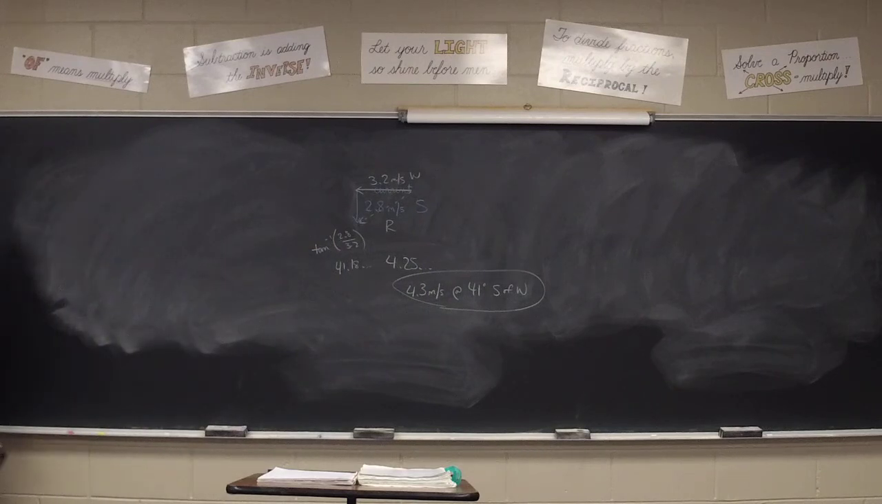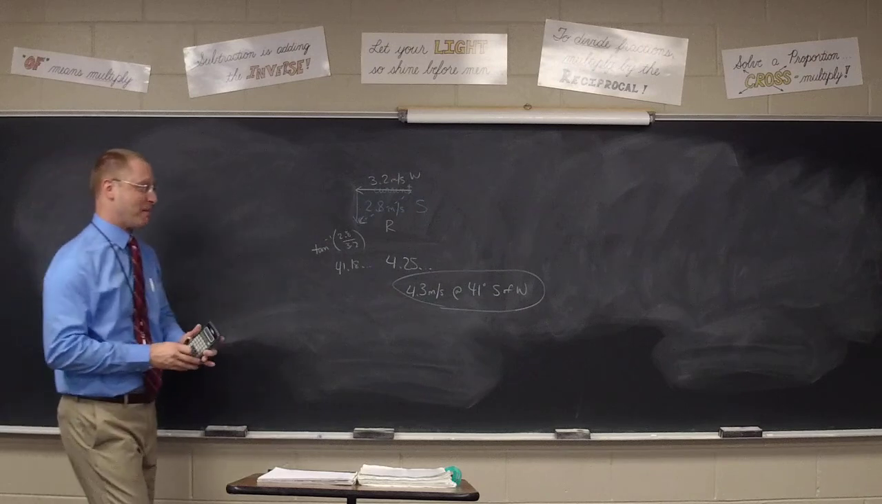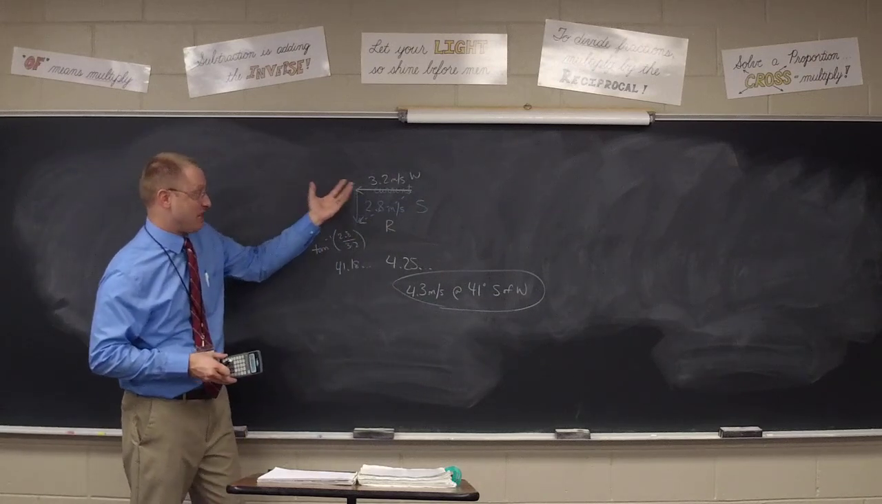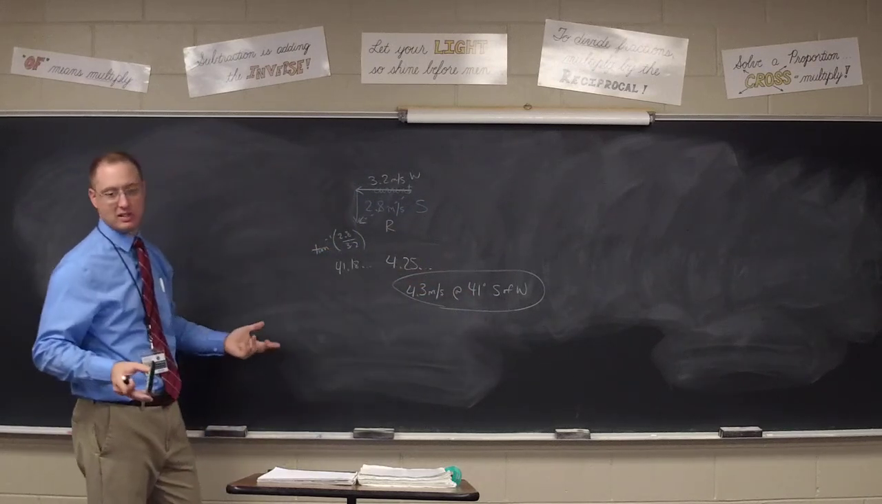And it looks a lot like the last answer, doesn't it? Except it's not south of east, it's south of west. But you have the same two vectors, so you're going to get the same magnitude. And since you have the same two vectors, it's going to be the same angle, right? It's just south of west instead of south of east.